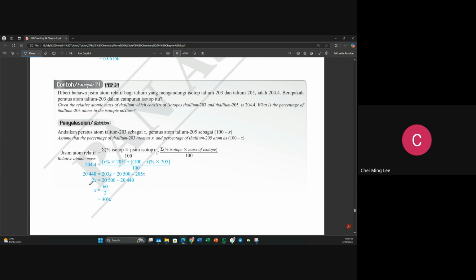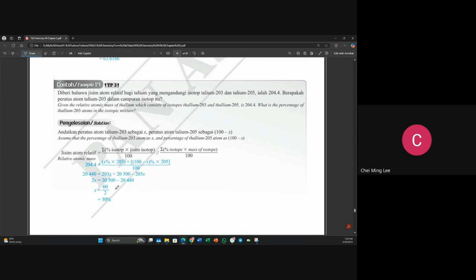Move this one minus this one, you get negative 2X. Negative 2X move here, 20440 move here. So 2X equals 20500 minus 20440. So X will be equal to 30%. Did you do it correctly? Wrong.